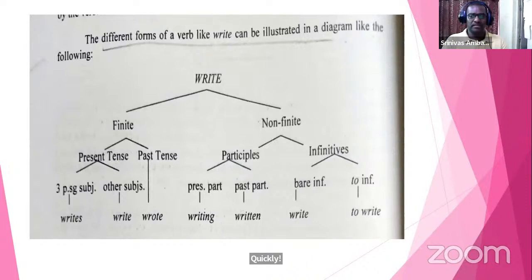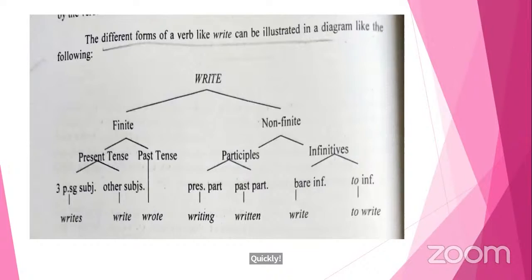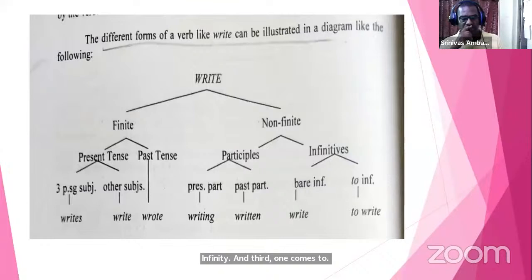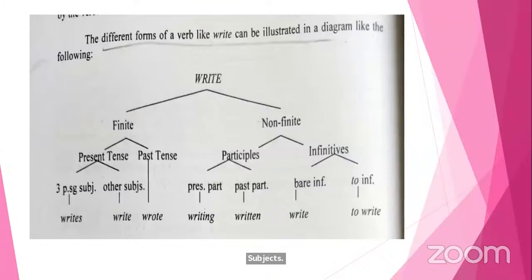Read the structure. Finite, non-finite, present tense, past tense. Here in non-finite: participles, infinitives. And the third one comes to, what is it? Subjects. Right, you just go through this later.